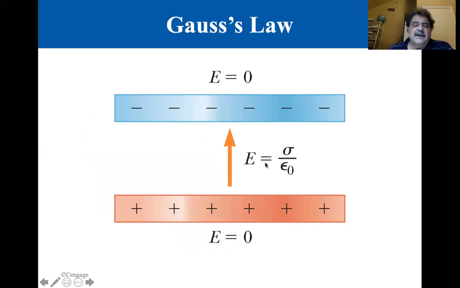Now here is an example we're going to study in an upcoming chapter. It's basically a parallel plate capacitor where you have the positive charge on one side and negative charge on the other, and sigma is the charge distribution. So that's the charge inside divided by epsilon zero. E is equal to sigma divided by epsilon zero. And outside the plates, the electric fields cancel.